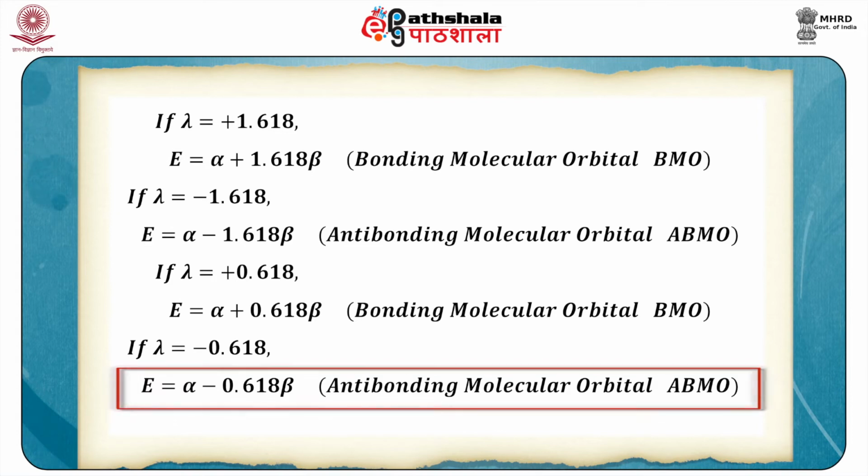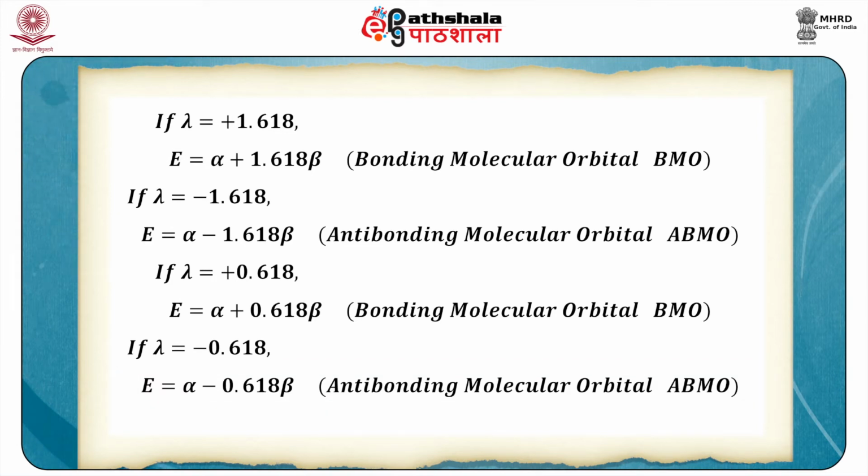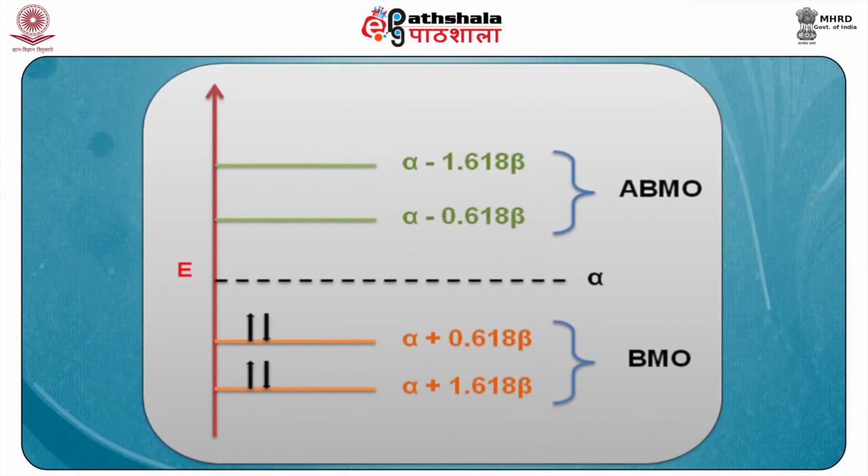So thus you can see that by the solution of the Hückel determinant, in the case of 1,3-butadiene, we get 4 molecular orbitals, and 2 are bonding molecular orbitals and 2 are anti-bonding molecular orbitals. If these orbitals are arranged in increasing energy, then the bonding molecular orbitals will come at the bottom and the anti-bonding orbitals will come at the top. Based on these results, the Hückel energy level diagram for the butadiene molecule can be shown.